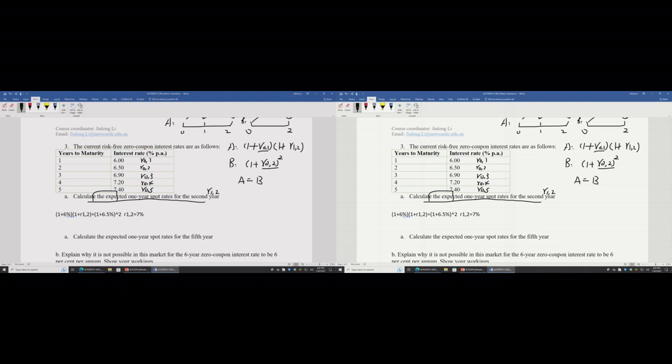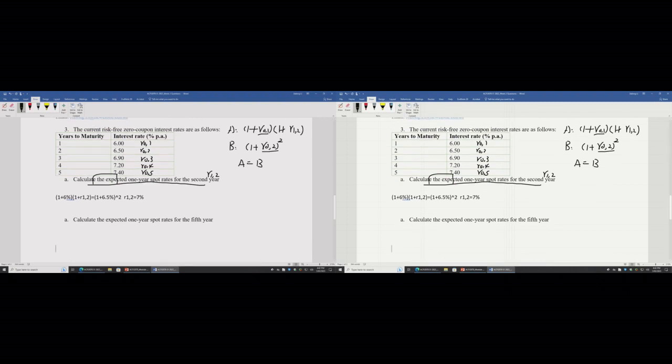Can you calculate the expected 1 year spot rate for the 5th year? So what can we do for this one? All right. For any question like this, you can always think about the two investment options, right? So how do we construct the two investment options in this case?